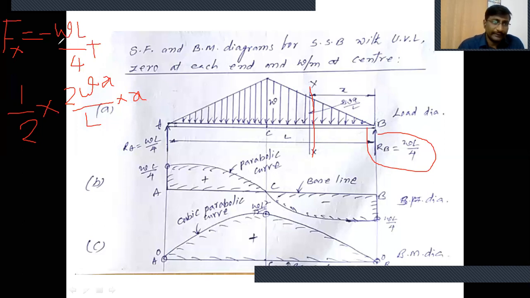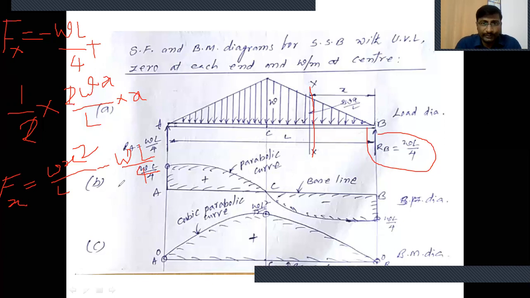Therefore, Fx is equal to minus WL by 4 plus 2 cancel Wx square by L. So the final equation is Fx is equal to Wx square by L, which is a positive one, minus WL by 4. Dear students, WL by 4 is this one. So this is the equation to calculate the shear force between B and C. If you want the shear force at B, then simply substitute the x value as 0.